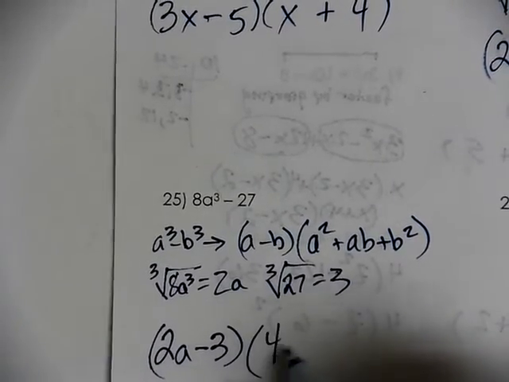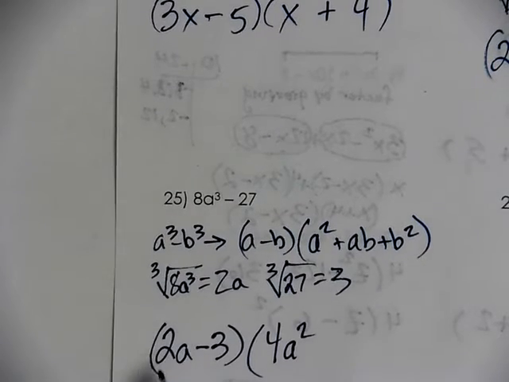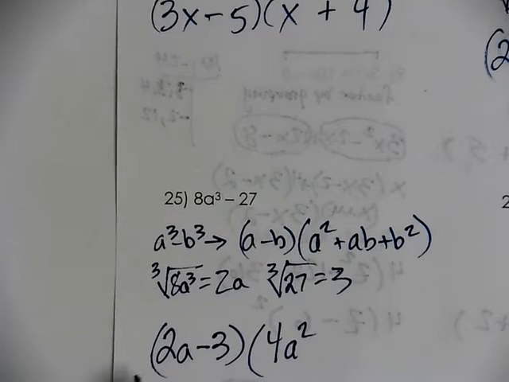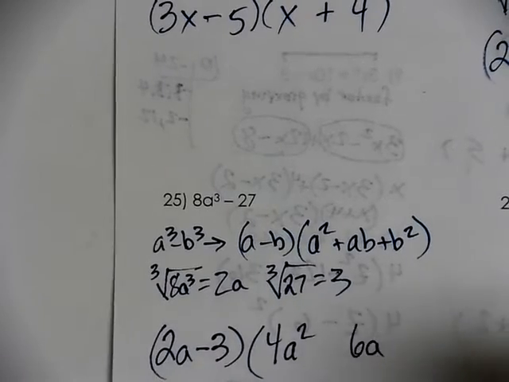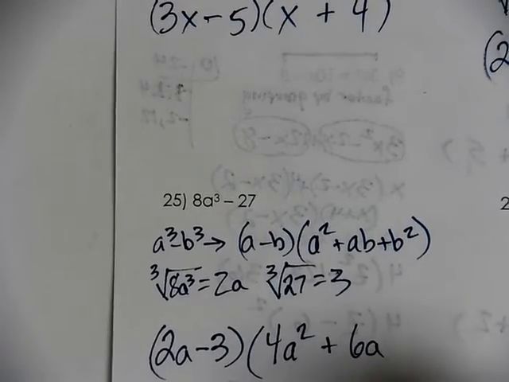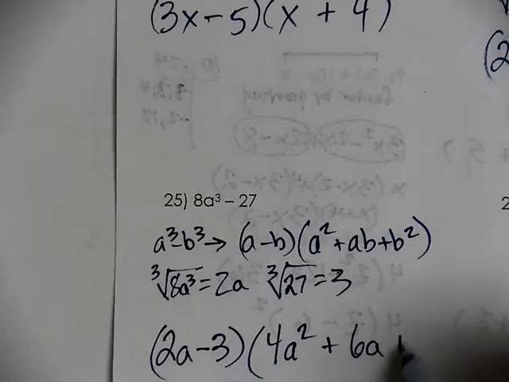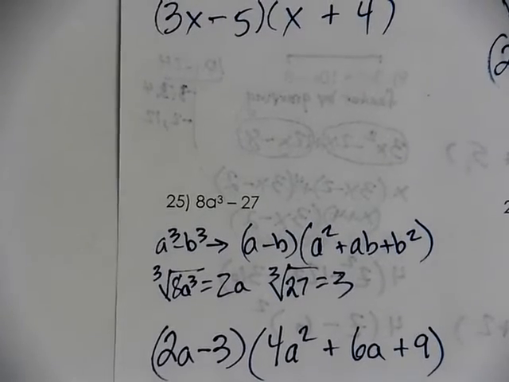2a and 2a is 4a squared, so we got to square the 2a. Not just 2a squared, but it's got to be 2 times 2 and a times a. Then we multiply the 2 together and change the sign, and then square the 3.